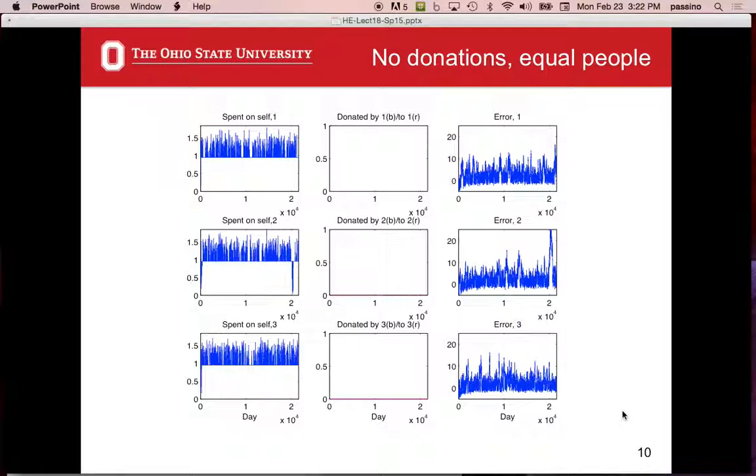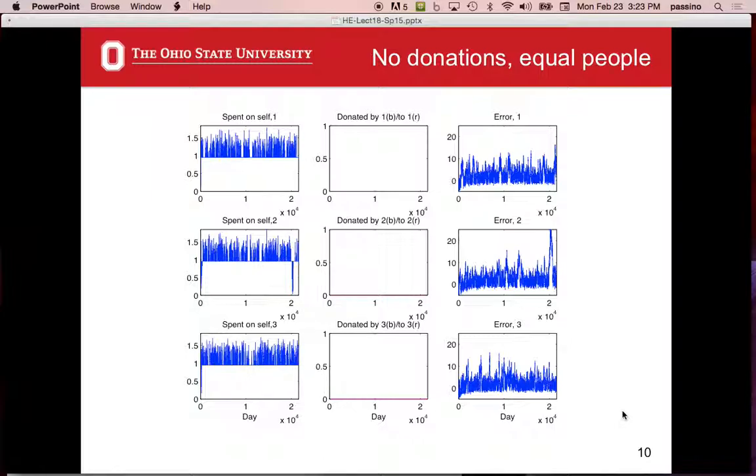Okay, so no donations. This is G equals 0. Nobody gives anybody any money. And I do my simulations, I get this. Now let's explain the plots. Person 1 is the top row of plots, 3 plots. This person has what they spent on themselves, buying themselves food that day, what they donated, labeled B in blue, and what was donated to person 1 in red? Well, nothing, because nobody's donating anything.